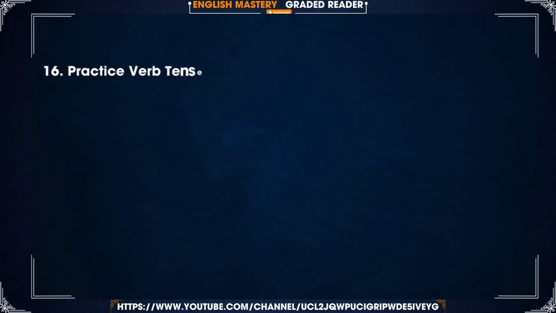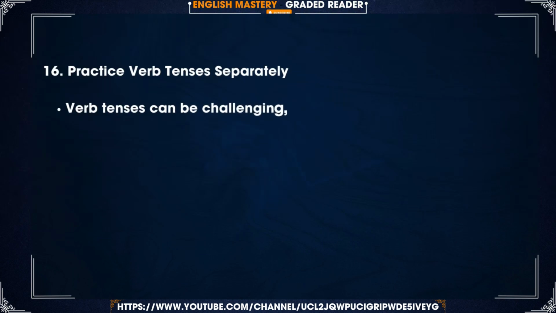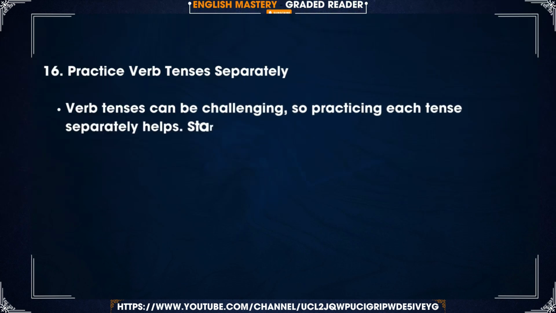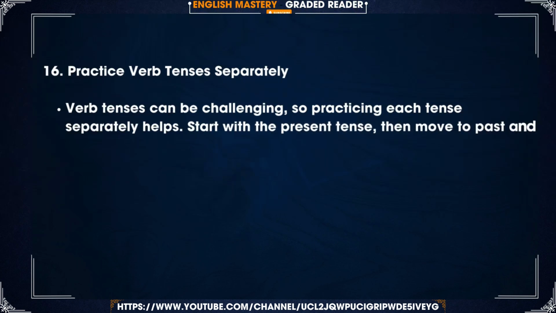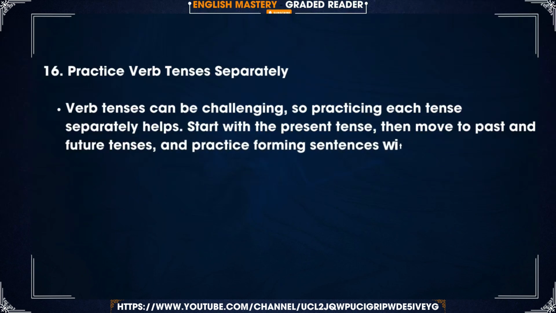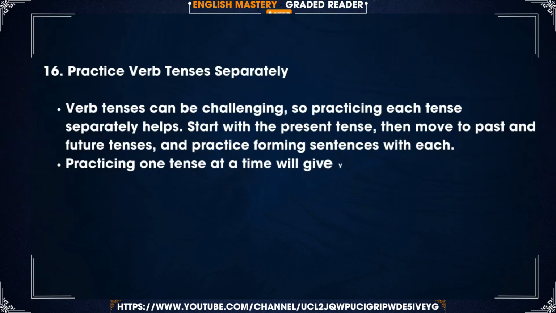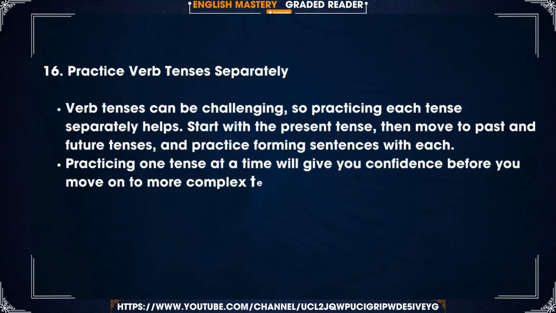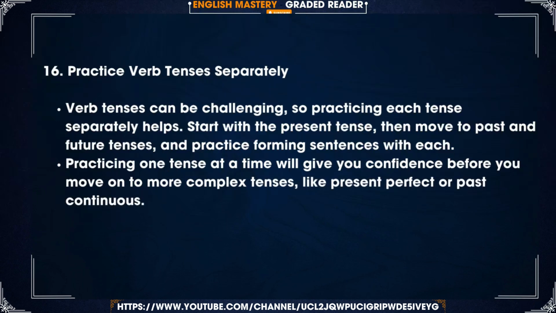16. Practice verb tenses separately. Verb tenses can be challenging, so practicing each tense separately helps. Start with the present tense, then move to past and future tenses, and practice forming sentences with each. Practicing one tense at a time will give you confidence before you move on to more complex tenses, like present perfect or past continuous.